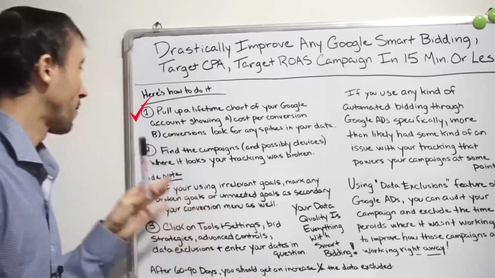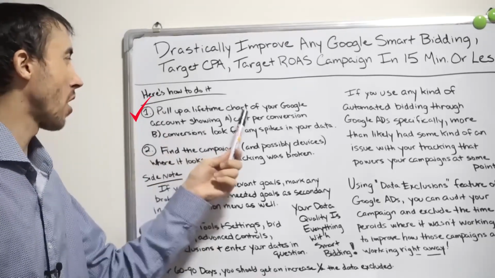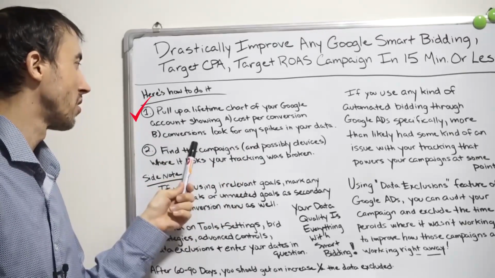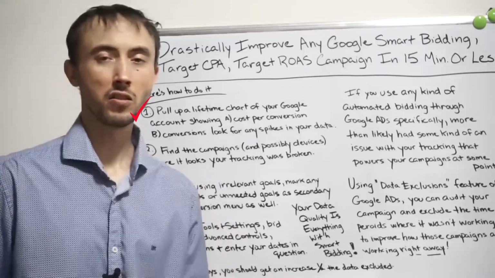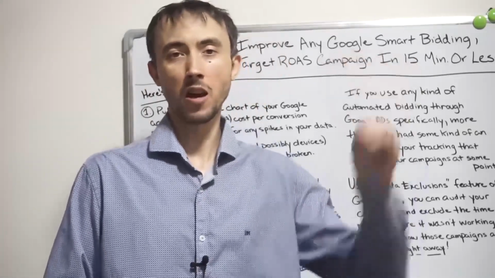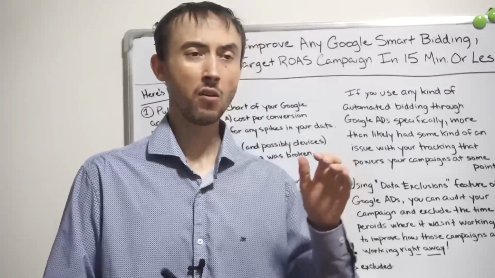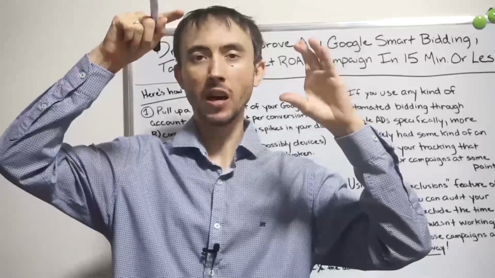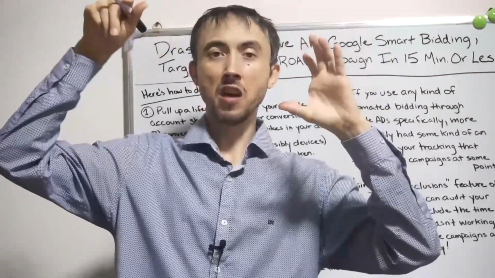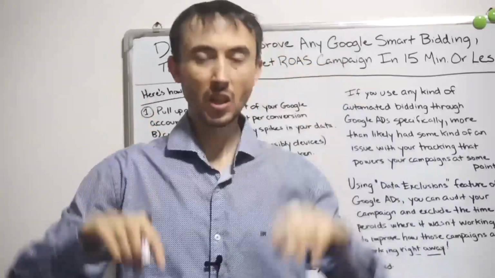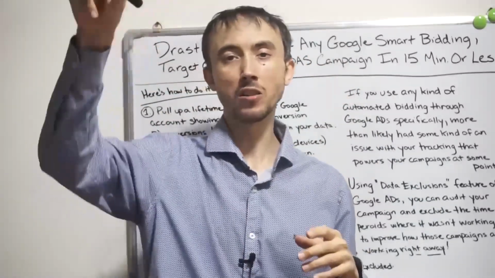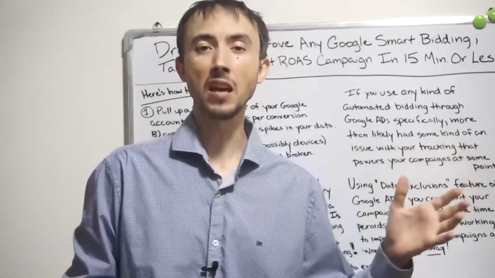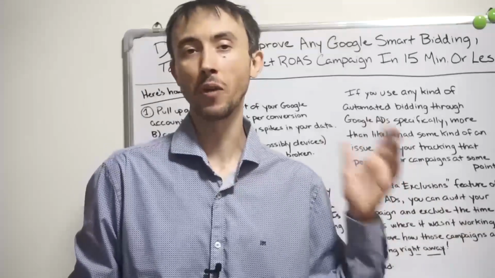First, out of 3 steps, pull up a lifetime chart of your Google account showing A, cost per conversion, B, conversions. Look for any spikes in your data. So I click on all campaigns in the Google Ads account. On my chart up top, making sure that's showing, I have on one line cost per conversion and on another line conversions. And I'm going to set the date range to all time, or basically going back to the first known date that your conversion tracking was actually set up right.